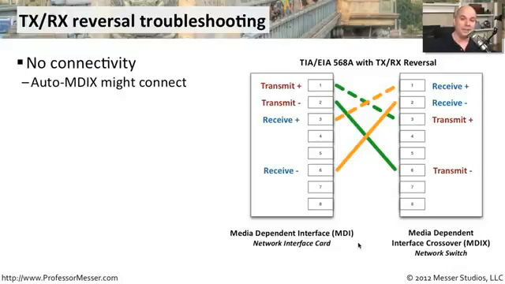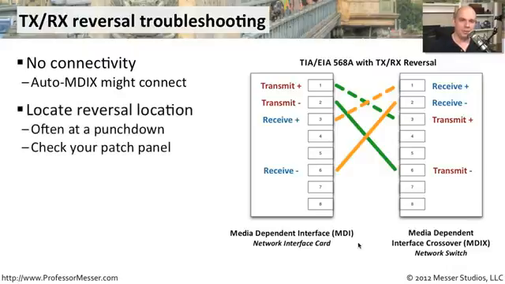Unfortunately, not all pieces of equipment are able to do this, or there may be cases where that Ethernet connection on that device has been specifically configured not to allow connectivity if there is crossover involved. And if those situations happen, then you'll have no connectivity whatsoever. You won't get any link light. That Ethernet connection will never come up and running.